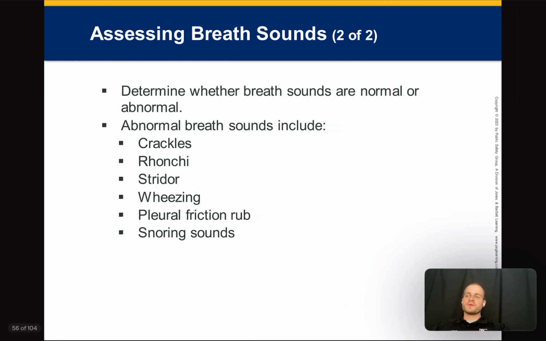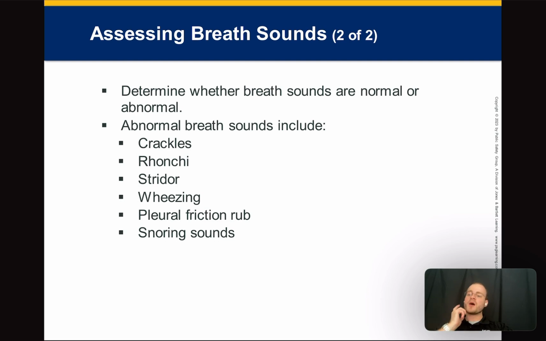Now, we have to determine if the breath sounds are normal or abnormal. Abnormal breath sounds could be crackles, right? Also known as rales, and rhonchi. So where do we get crackles? Heart failure typically. We can also get it with infection. Where do we get rhonchi? Exclusively infection. It's mucus and pus.